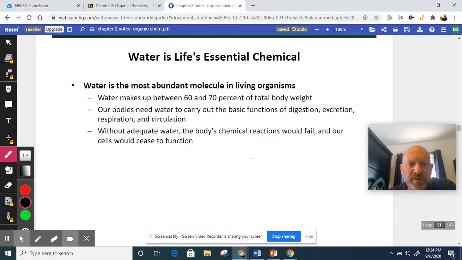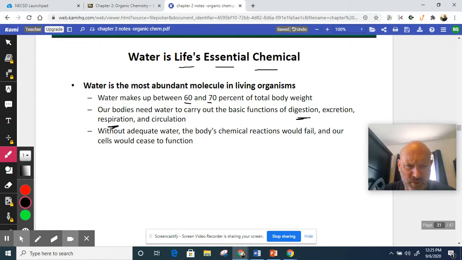Water is considered life's essential chemical. It is the most abundant molecule in all living things, making up about 60 to 70% of our total body weight. We need water specifically in the cytoplasm of our cells to carry out cellular metabolic functions, but we need it in our bodies too to carry out very important chemical reactions for digestion and also respiration. We need it in our blood. It's a transport medium. It makes up most of our blood.